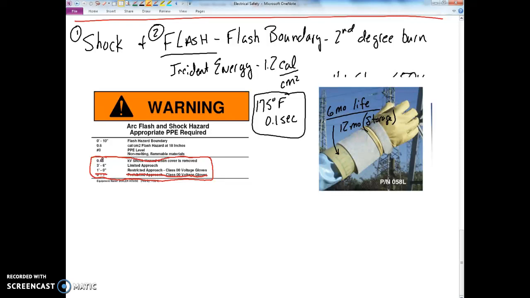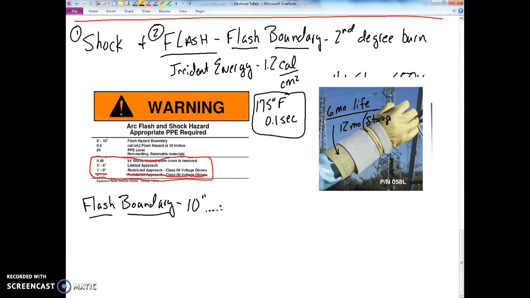Okay. The other approach boundary that we've just recently introduced is what's called the flash boundary, and let me explain that just a little bit. So, the flash boundary, what it is, when I open up a panel and expose myself to an energized circuit part of some sort, someone has done a study and said that the flash boundary in this case is 10 inches.